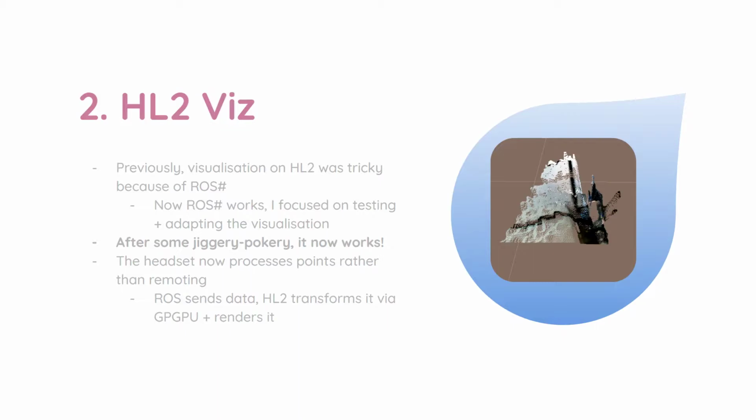All the data is being processed on the HoloLens, which is brilliant because it means we can set up our ROS server somewhere, send the data over to the headset, and the headset will do the rest. It will transform that data and render that data. The headset now processes these points rather than remoting. As a result, it does run a bit slower than the editor, mainly because the architecture of the HoloLens 2 isn't as good as a desktop machine, which is as expected. But hopefully with those optimizations I talked about, we should be able to get this running a bit faster.